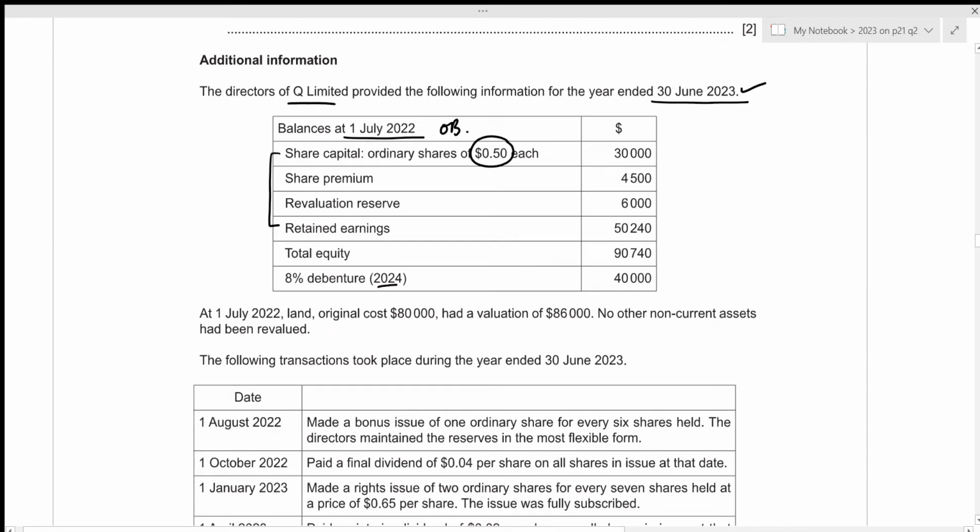This is of 40,000. Then at 1st July 2022, land, original cost of 80,000, had a valuation of 86,000. No other non-current assets had been revalued. We can see that the value has gone up now, which is why this is a revaluation upwards, which will be of 86,000 minus 80,000, which is of 6,000. That is why we have included the 6,000 revaluation upwards as part of our revaluation reserve.